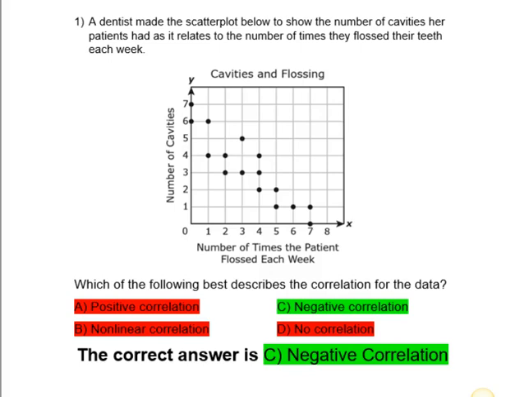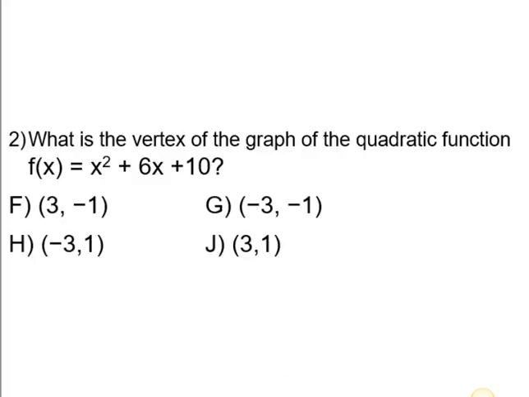Let's move on to problem number 2. What is the vertex of the graph of the quadratic function f of x is equal to x squared plus 6x plus 10? F, 3, comma, negative 1. G, negative 3, comma, negative 1. H, negative 3, comma, 1. Or J, 3, comma, 1.